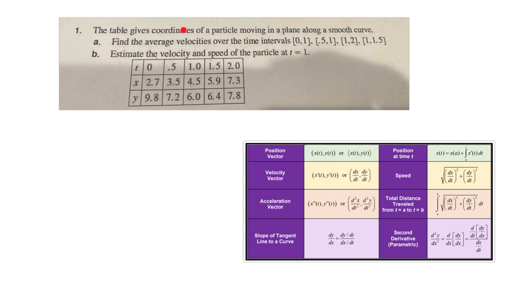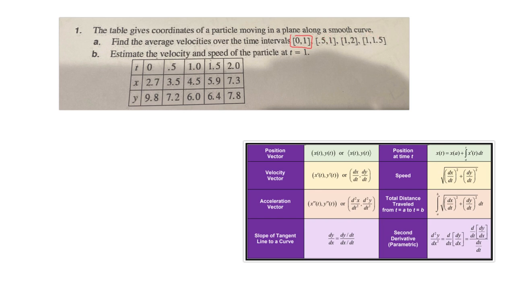So the table gives coordinates of a particle moving in a plane along a smooth curve. Find the average velocities over the time intervals of 0 to 1, 0.5 to 1, 1 to 2, and 1 to 1.5. Now, the process to find the average velocities will be the same for all of these, but in the interest of saving time, I'm only going to do it for this one, but just know that what I do for this one also applies to these.